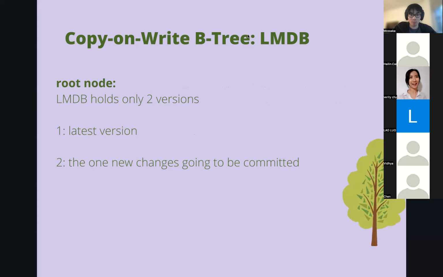So let's look into the root node and then the other nodes. The first one is the root node. In LMDB, the root node only has 2 versions to keep. So it doesn't really need more versions, it only needs 2. The first one is the latest version, which is the one that readers all access and which retains the current value of this root node. The second one is the new root that new changes will be committed to later. Next.